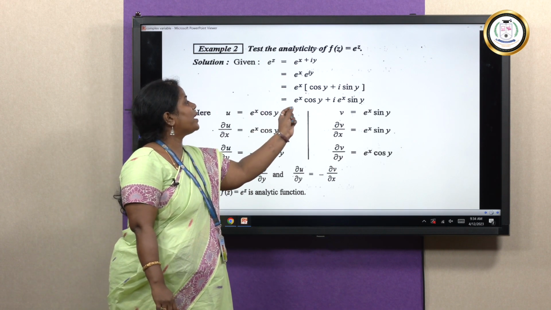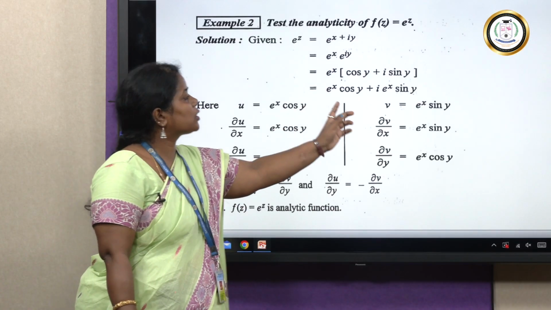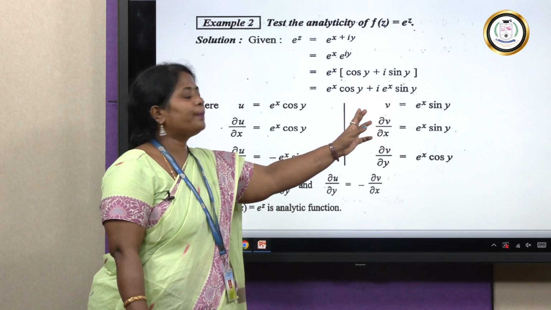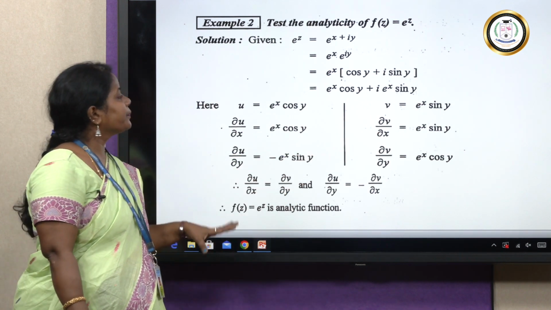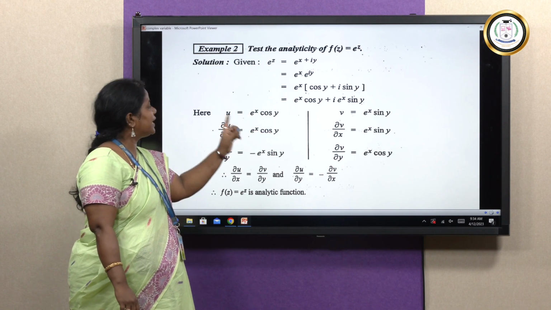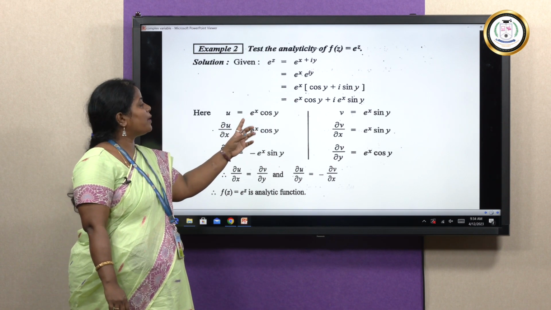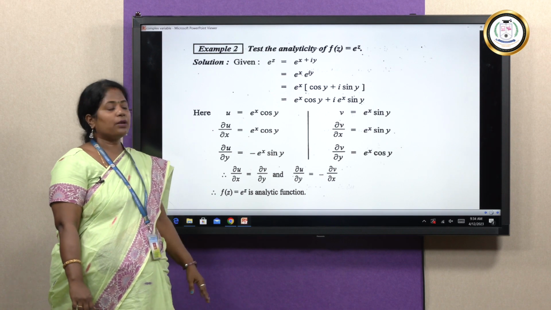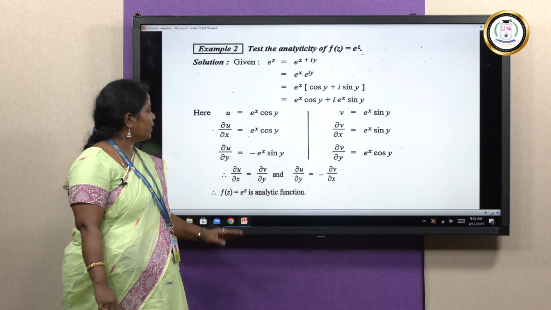Multiplying this e power x inside, we will get e power x cos y plus i into e power x sin y. Comparing the real part and the imaginary part in this equation, we will get u is equal to e power x cos y and v is equal to e power x sin y.